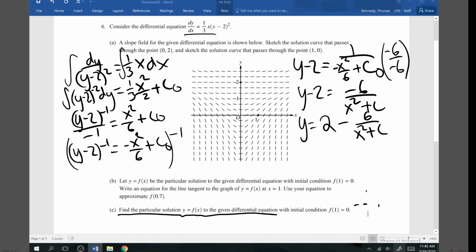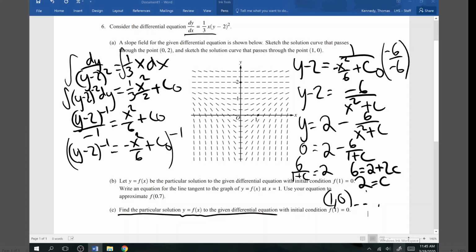So c in this question relies on me using the initial condition (1, 0). So I plug in 0 for y, and I plug in 1 for x, and it looks something like this when I do that. I add this fraction over to the other side, and I get 6 over 1 plus c equals 2. I multiply both sides by 1 plus c, and I get 6 equals 2 plus 2c, so c is 2. And this allows me to write my final answer.